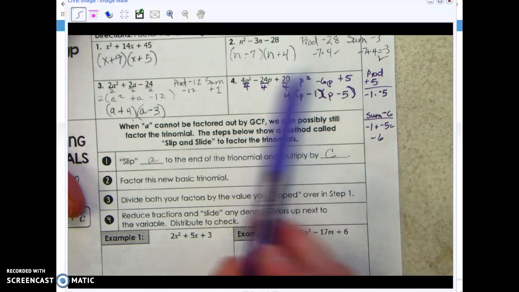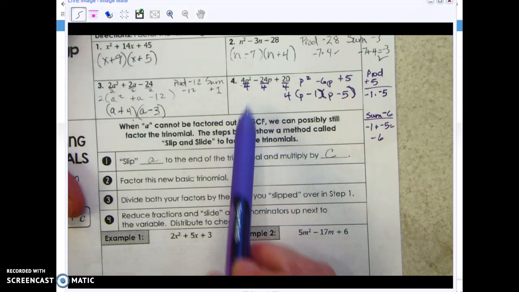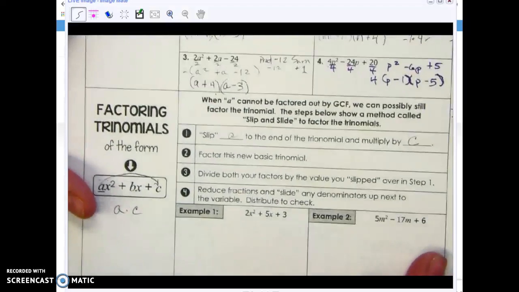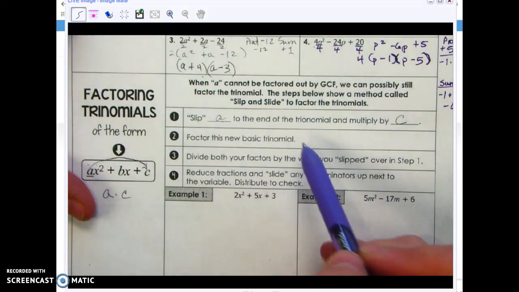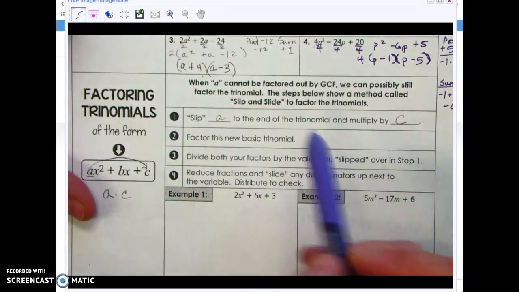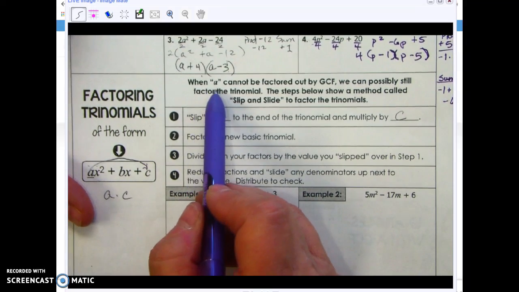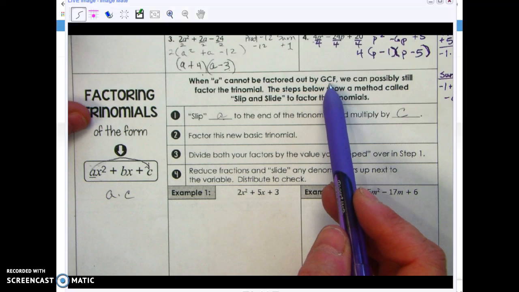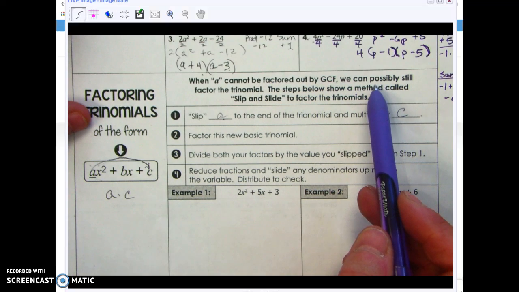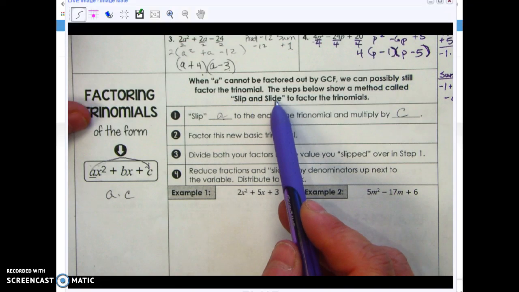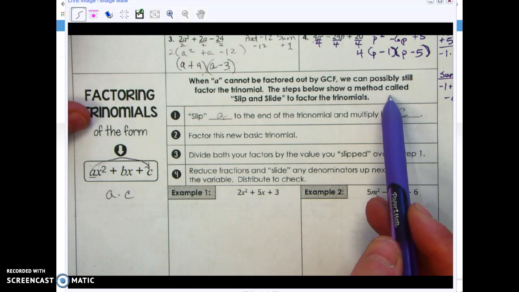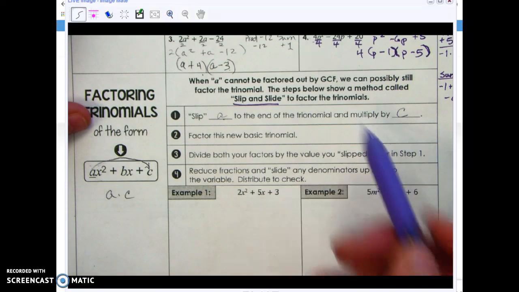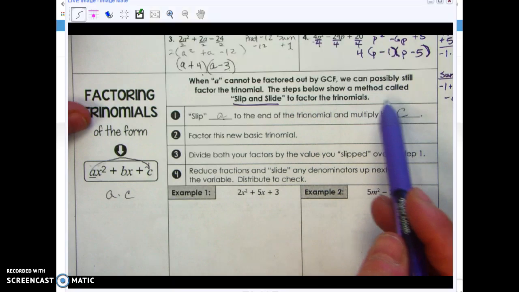So we're pretty much going to do something very similar to this part of it. The only change is going to be what do we do with this a when we don't have a greatest common factor to take out. So what we're going to do is called the slip and slide method, which means when a, first number, cannot be factored out by the greatest common factor, we can maybe still factor the trinomial. The steps below will show a method called the slip and slide method to factor the trinomials.